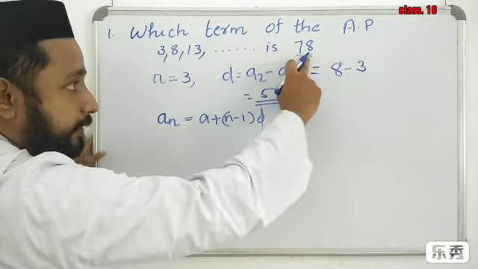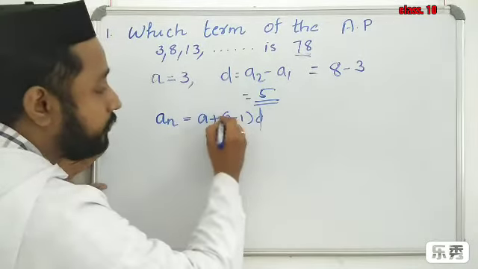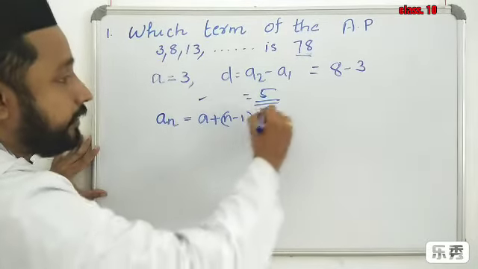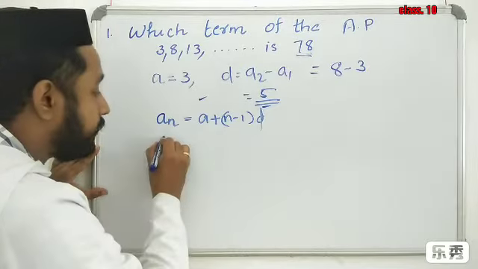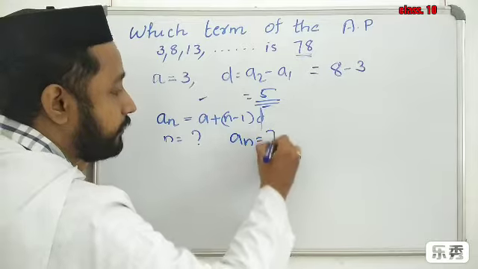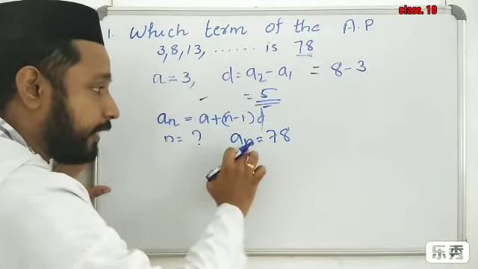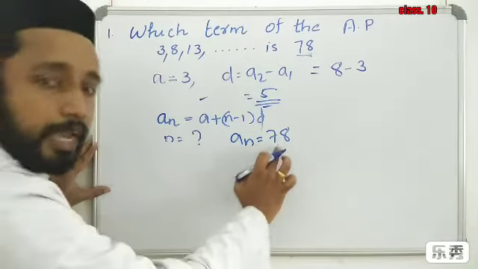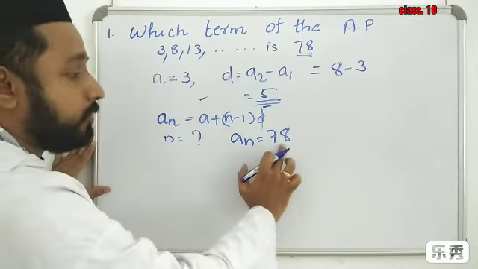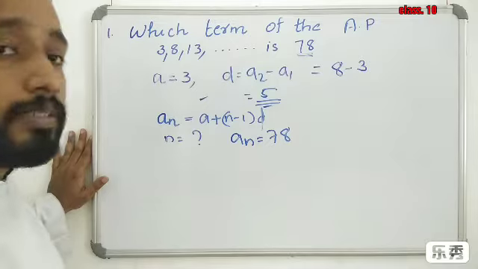So the question is, which term is 78? 78 is a term, so we have to find which term it is. We have a is 3 and d is 5, and we have to find n, where the nth term is 78. If we find this n, then we will get which term of the AP is 78.